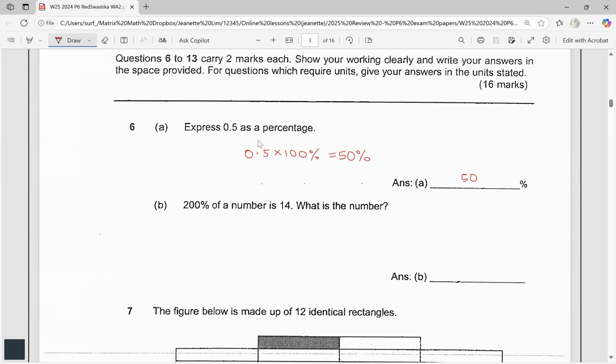Okay, 200% of a number is 14. What is the number? 200% of a number is basically twice of the number. So you can express it this way: 200% of the number is 14. So 100% of the number would be 14 divided by 2. Okay, so the answer is 7.